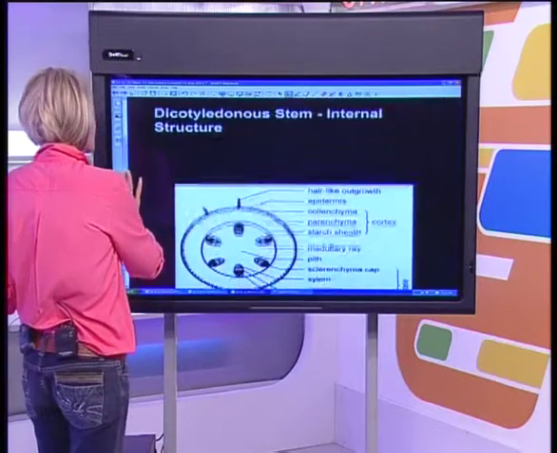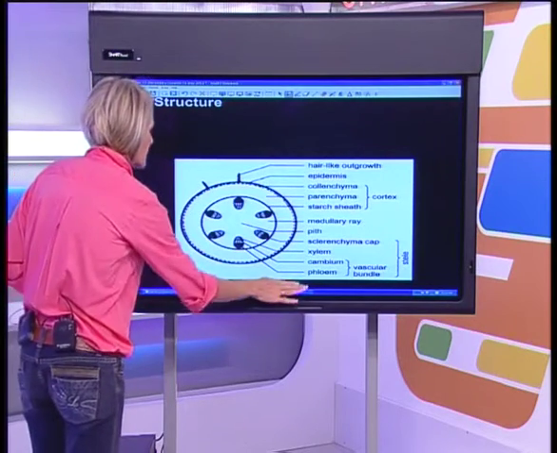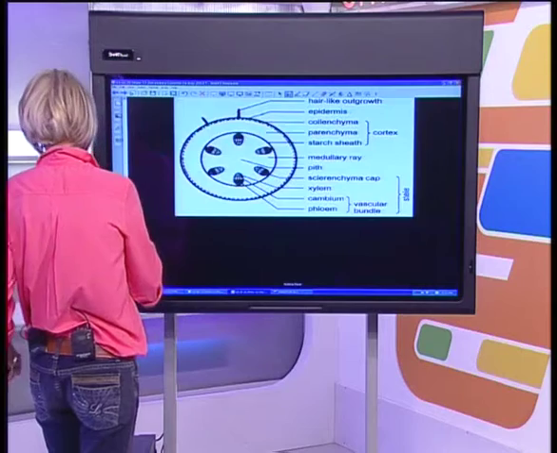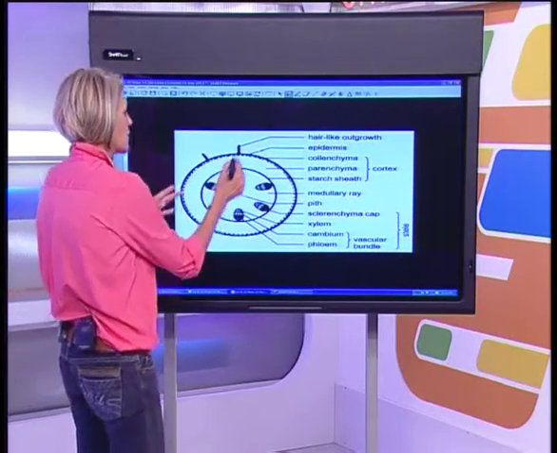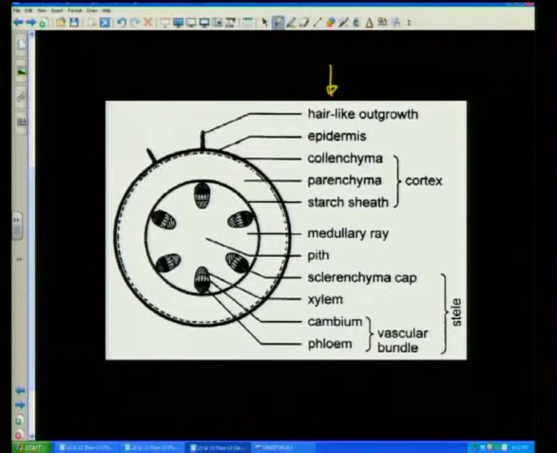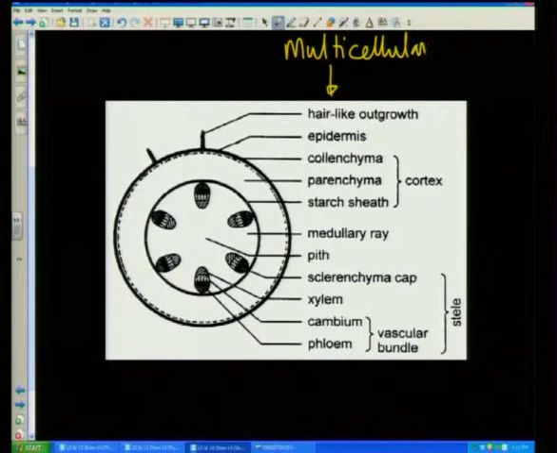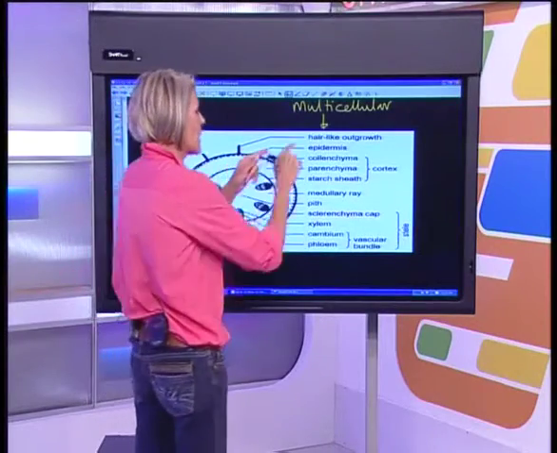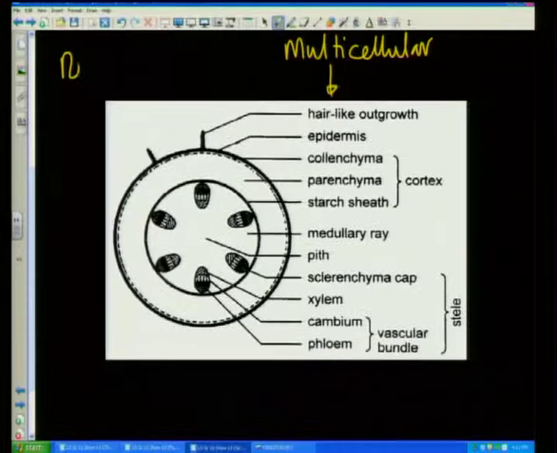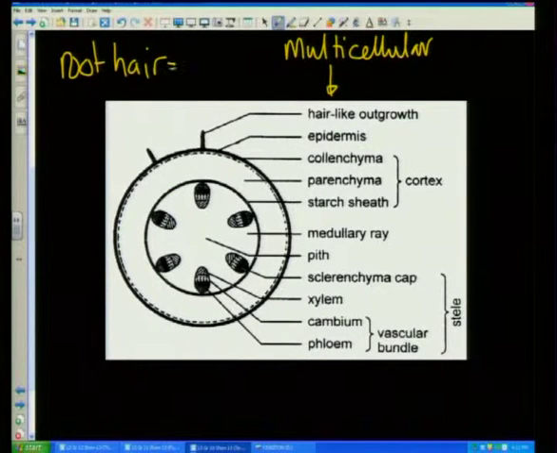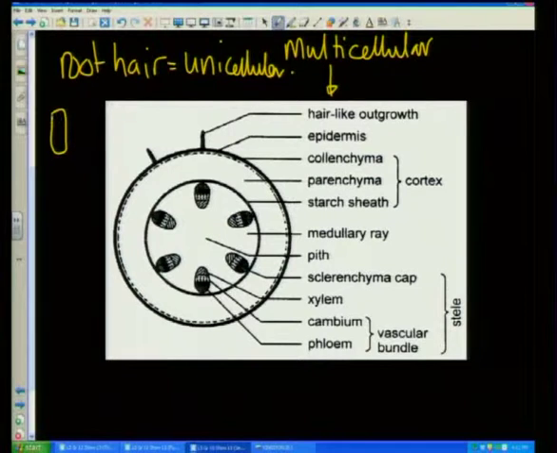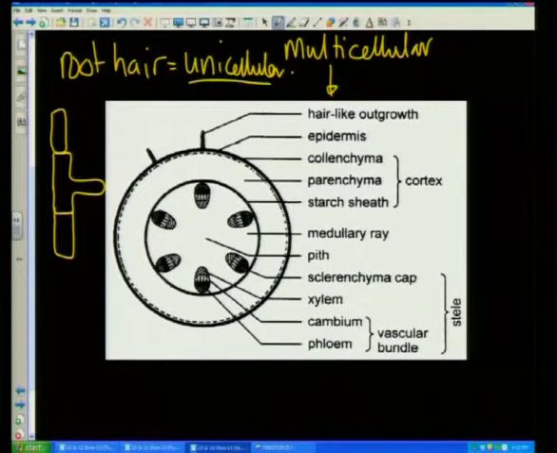Okay, now the structure of a dicot stem, and this is what it looks like on the inside. First of all, you're going to have hair-like outgrowths. Now, what is important about those hair-like outgrowths is that they are multicellular. Okay? They're multicellular. In other words, they are different from a root hair, where your root hair was unicellular. So if we had the root hair, we had an epidermal cell, another little epidermal cell, and then this extension which made the root hair. And then you'd have another epidermal cell. So your root hair is unicellular.